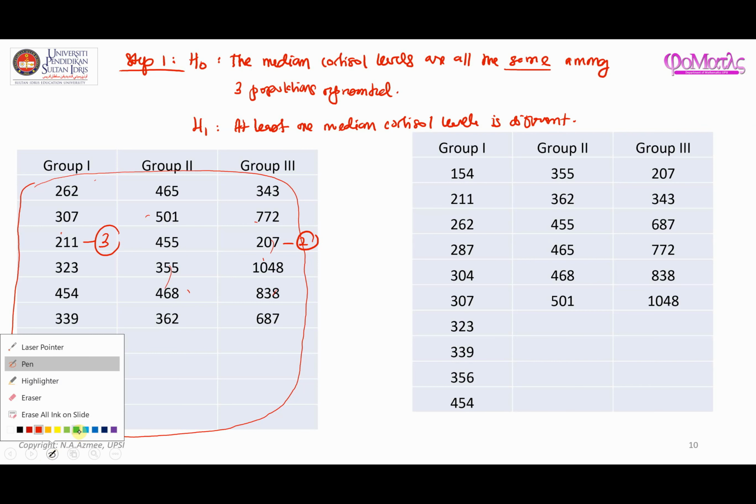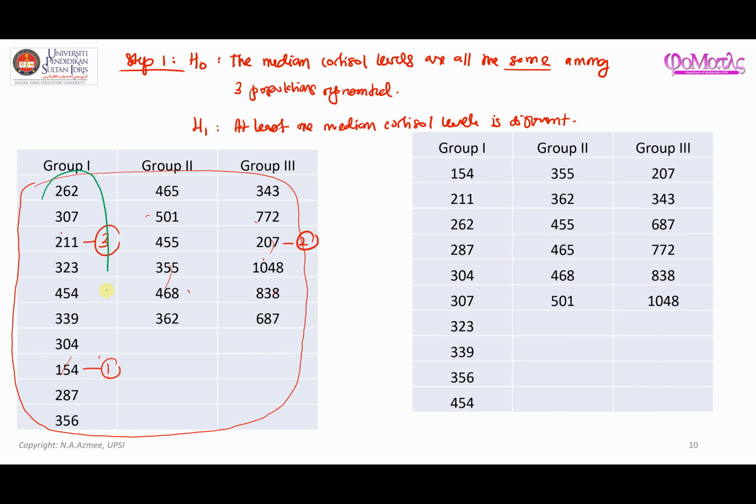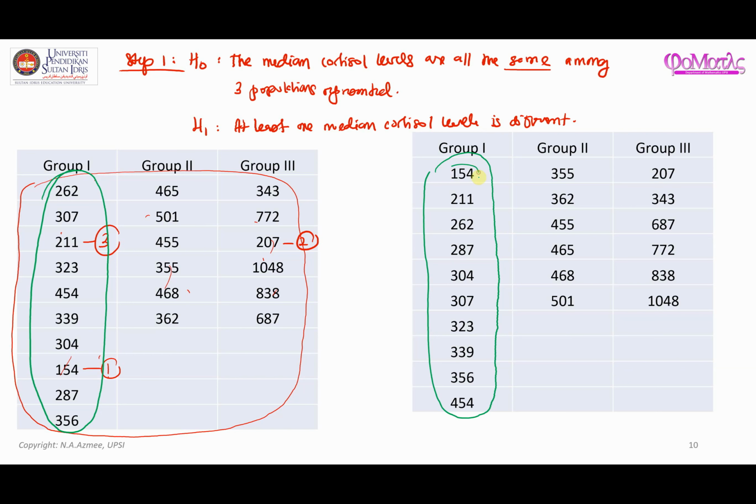So here is my arrangement of the data set. You can see for group 1 here, I prefer to rearrange it in ascending order. So here is the lowest value and 454 is the highest value. Basically what I did here is just rearranging all the values in group 1. Similarly, the same process is done for data in group 2, rearranging from lowest to highest.